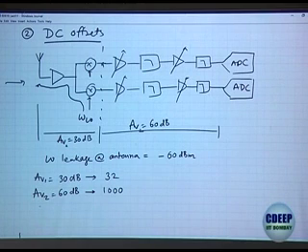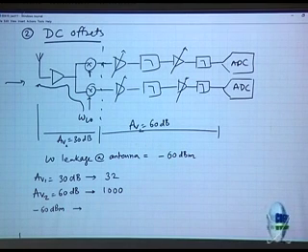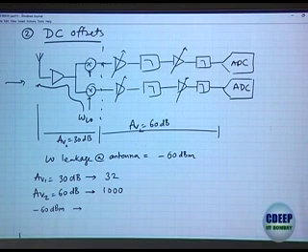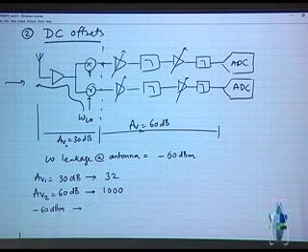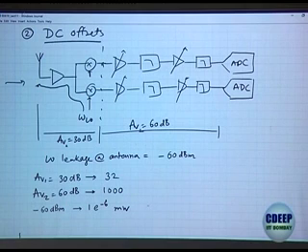So now let's talk about minus 60 dBm. What is that equal to? 0 dBm is 1 milliwatt. So minus 10 dBm is 0.1 milliwatt, right? Correct? Okay, so do this thinking. So minus 60 dBm is 10 to the power minus 6 milliwatts.